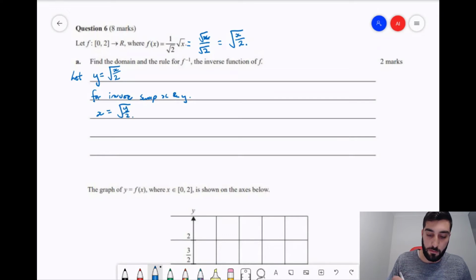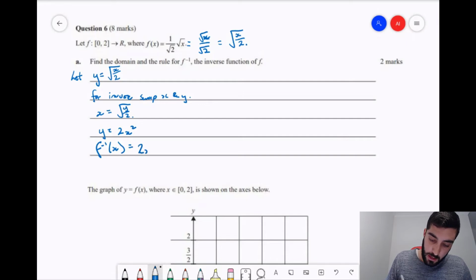So physically swap them, rearrange it, so square both sides, multiply both sides by 2, and we'll get y is equal to 2x squared. But obviously the inverse function, f to the power of minus 1, needs to be in terms of just x's and the standard notation. So we can't really leave it in the y since we've just created this y out of nowhere essentially. So that's the function there.